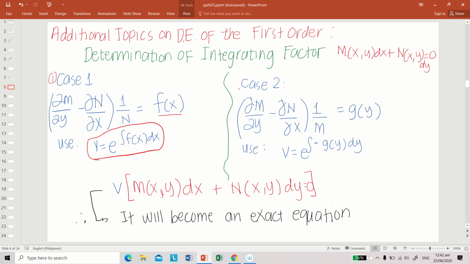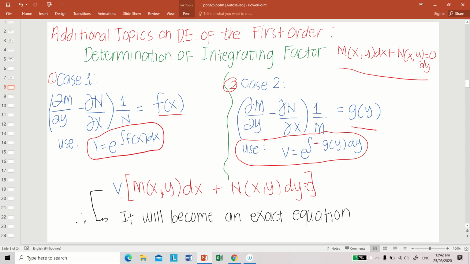While on case 2, when we take the partial derivative of N with respect to x, subtracted from the partial derivative of M with respect to y, and divide the result by the function M, and we get a result g of y, we will use the integrating factor v equals e to the exponential of negative integral of g of y dy. After getting the integrating factor, we multiply it into our given problem, and by multiplying that, it will become an exact equation.